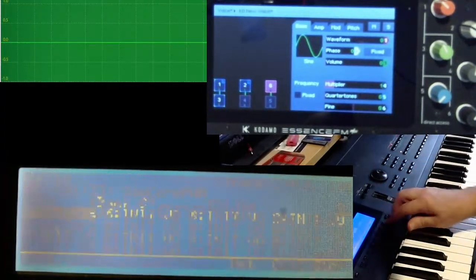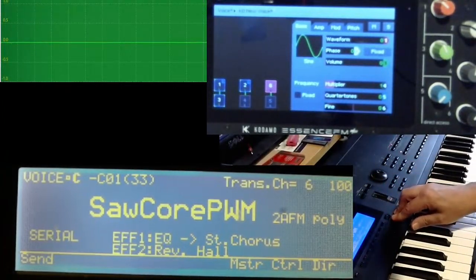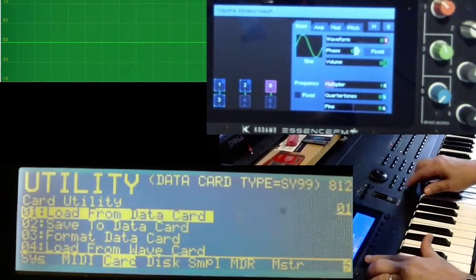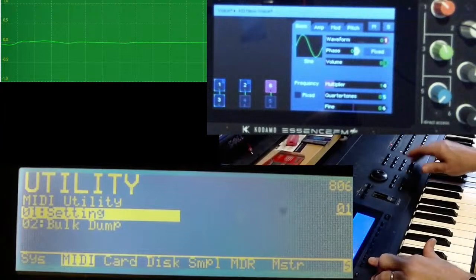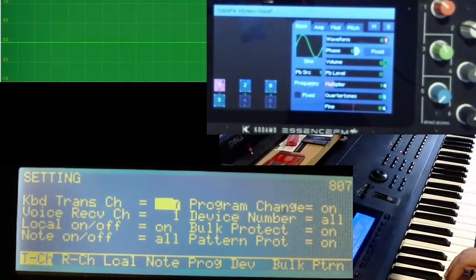So let me kill this. Turn on the volume. And let's go over. All right, so we're going to go over to the Essence. Give me a second. Gotta move my chair.